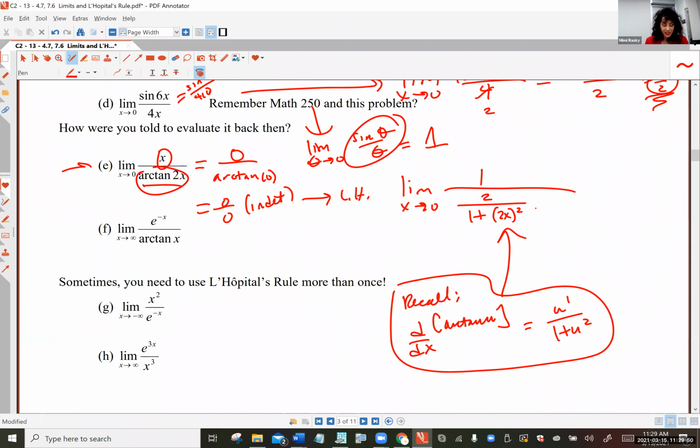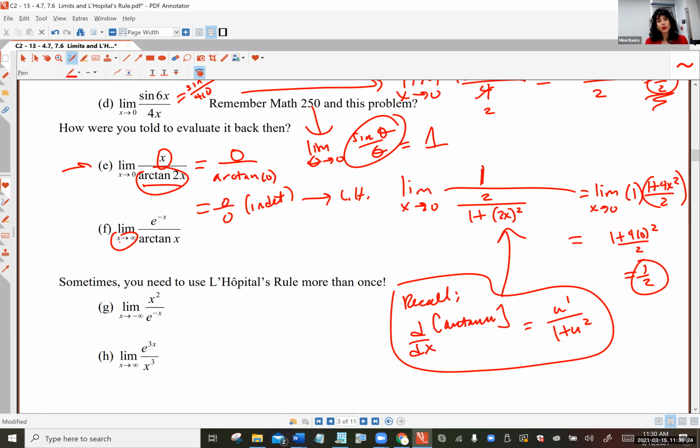Now, this is like a 1 divided by a fraction. I'm going to rewrite it before I do anything. The numerator, and then we can take the reciprocal of the denominator. It looks a little nicer. And now use direct sub. So you're going to go 1 plus 4 times 0 squared all over 2. I get 1/2. And that's the answer. You're done. That's the limit. L'Hopital's saves the day.